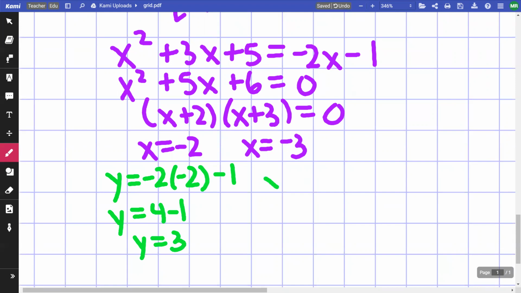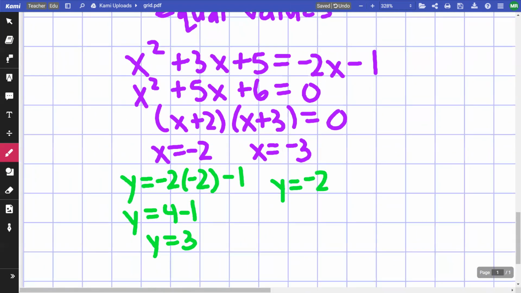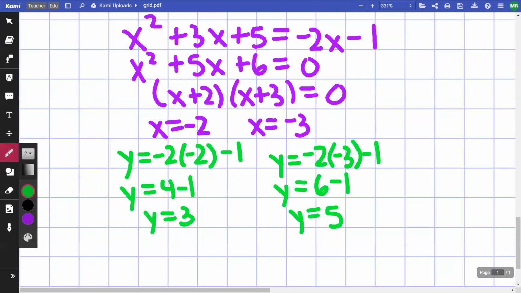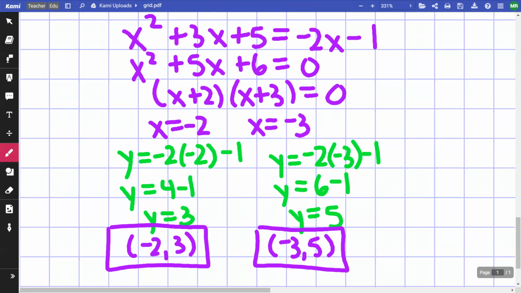The other one, again, I'm putting it into -2x minus 1. So -2 times -3 minus 1. I get 6 minus 1. I get 5. So I have 2 points of intersection. One of them is (-2, 3), and the other one is (-3, 5). So you want to make sure you find both solutions, both x's and both y's that correspond with them. Give them to me as points.